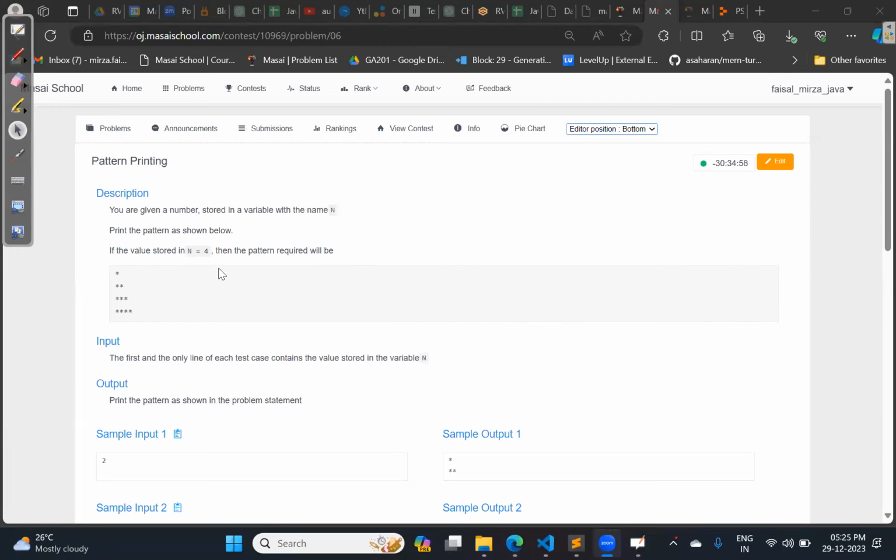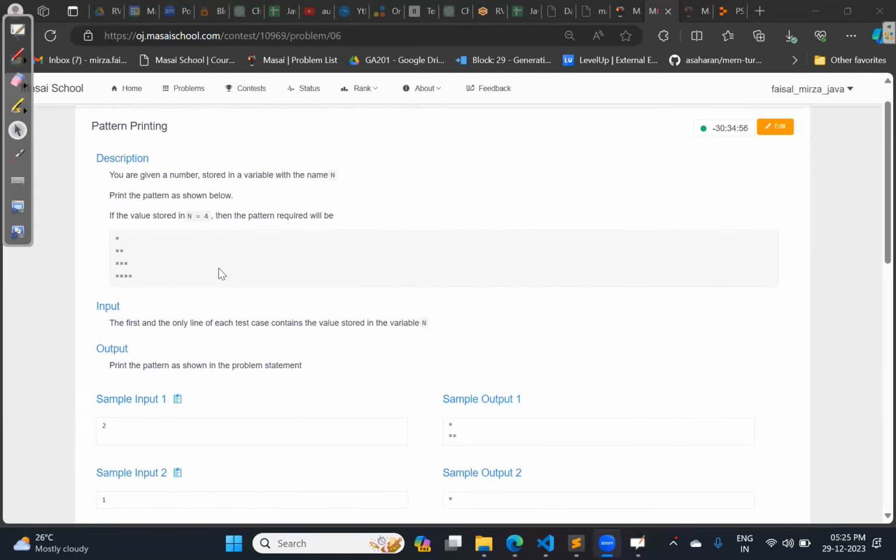So how can we solve this question? First of all, tell me, I'm doing the trial over here only. You need to tell me the answer for this. If n is equal to 4, how is the pattern coming? Please concentrate. 1, 2, 3, and 4. If I enclose this inside a box, let's see how it will look.